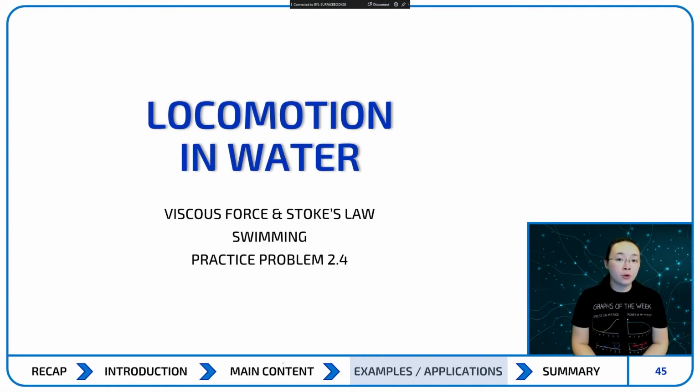Okay, so moving on to locomotion in water. When we take a look at locomotion in water, we have to define a new type of friction force. There's no friction in water unless your object is touching another object. We're going to introduce viscous force as well as Stokes' law. That'll give us some new terms and new forces to play with when it comes to figuring out what sort of forces act on our living organism in an aquatic environment. Afterwards, we're just going to take a look at swimming, whether it's by fish or by humans, and then go through practice problem 2.4.